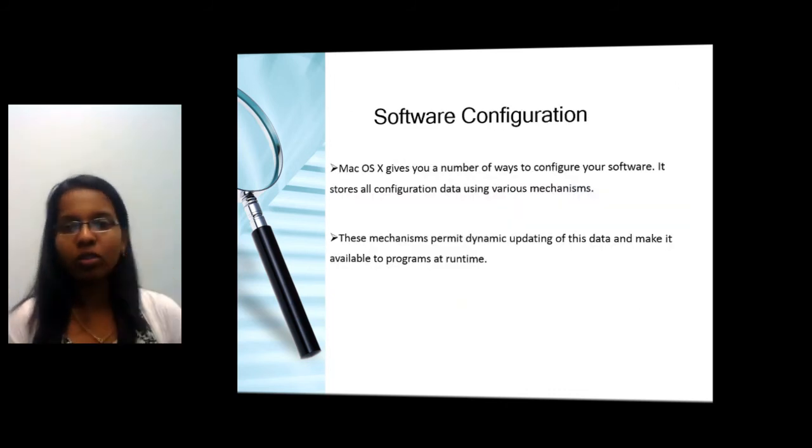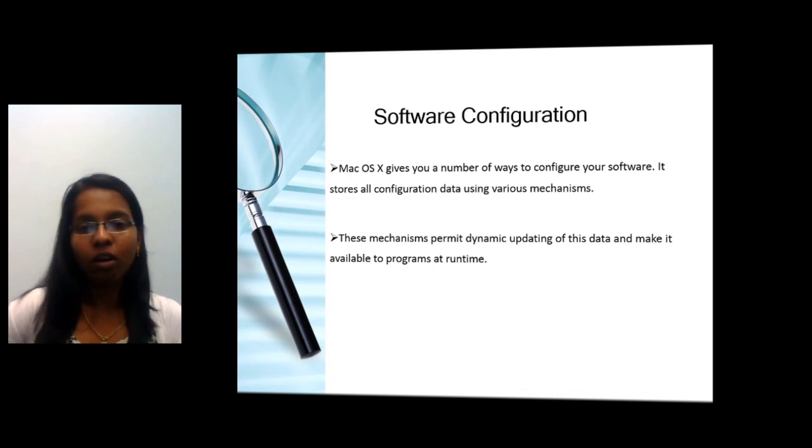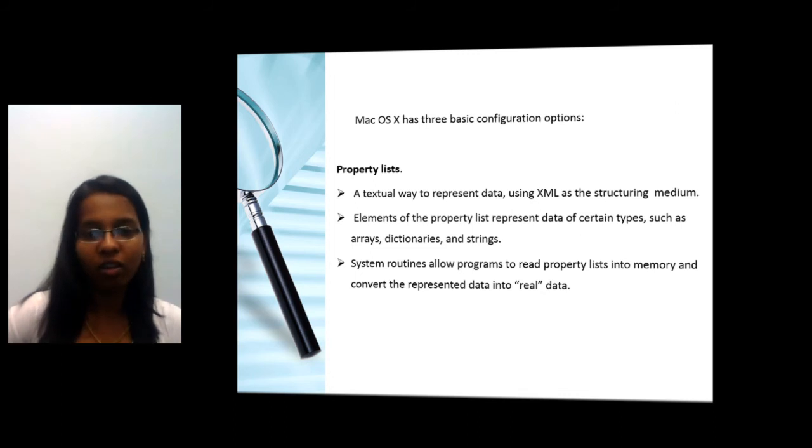I'm going to explain about the software configuration and the issues. Mac OS gives you a number of ways to configure your software. It stores in various mechanisms. The mechanisms permit dynamic updating of this data and make it available to the programs at runtime. And we have a basic configuration option, the property list, which can be a form of data using XML as a structuring medium. Elements of the property list may be of types such as arrays, dictionaries, and strings.